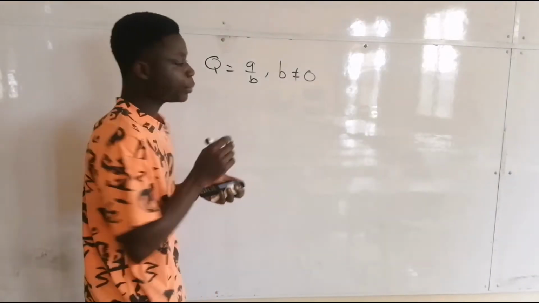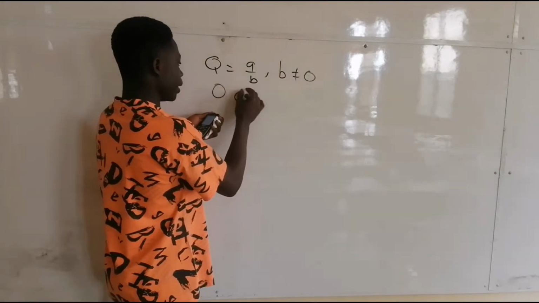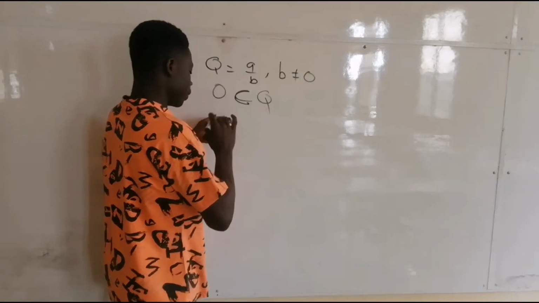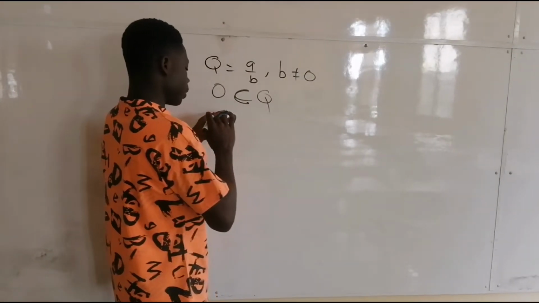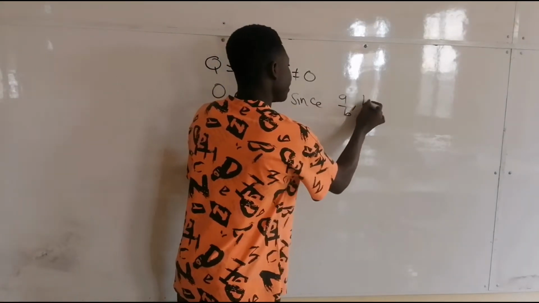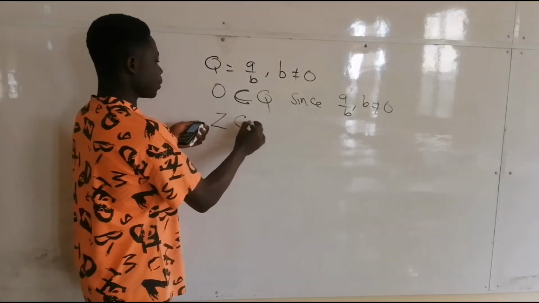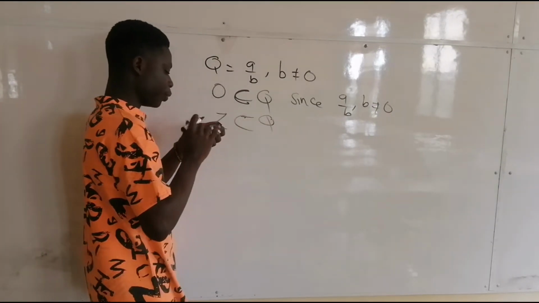Yes. So for that reason, it means that 0 is a subset of Q, because Q can be expressed as A over B, where B should not be equal to 0. That's the first thing you should know. And Z is a subset of Q.